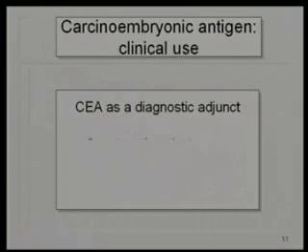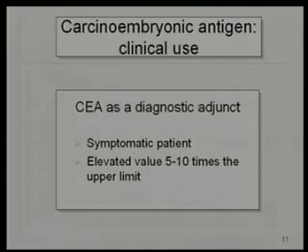It is a diagnostic adjunct; in a symptomatic patient, elevated values of 5 to 10 times the upper limit are indicative of that. Yes, there are other conditions, okay, and I'll tell you a little bit later on. Alpha-fetoprotein and CEA both have been shown to be increased in hepatitis of different kinds. Alpha-fetoprotein in the case of hepatitis, and CEA is increased in smokers, and the heavier the smokers, the higher the levels.